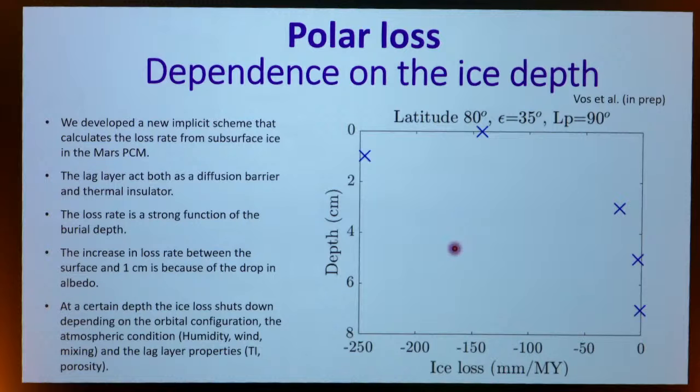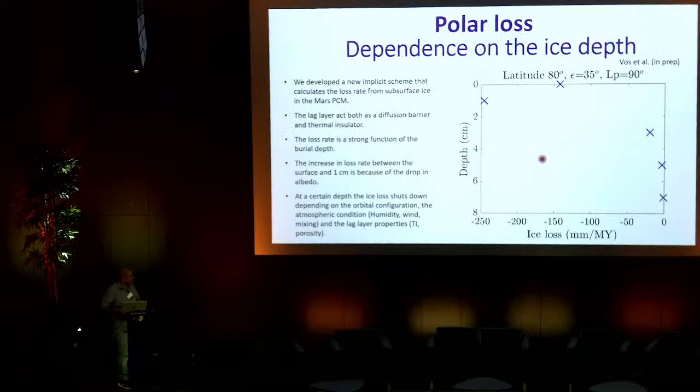And this is really interesting and surprising. What we show here is the depth of the ice as a function of ice loss at latitude 80 for obliquity 35 and LP 90. Quite intense, I would say. So as we put ice on the surface, we have about 140 millimeters per Mars year. At 1 centimeter, we have 250 millimeters per Mars year.